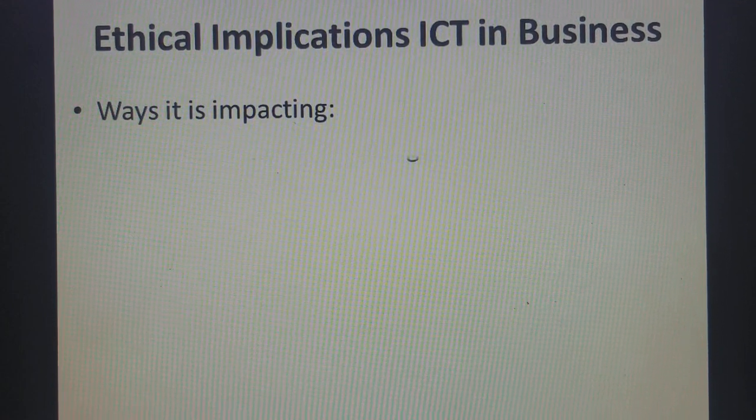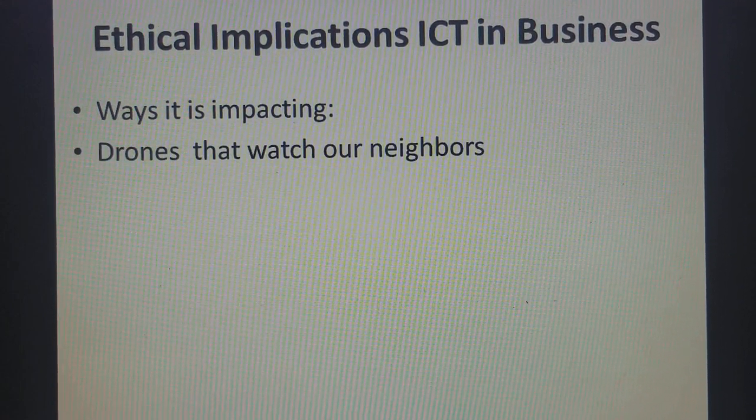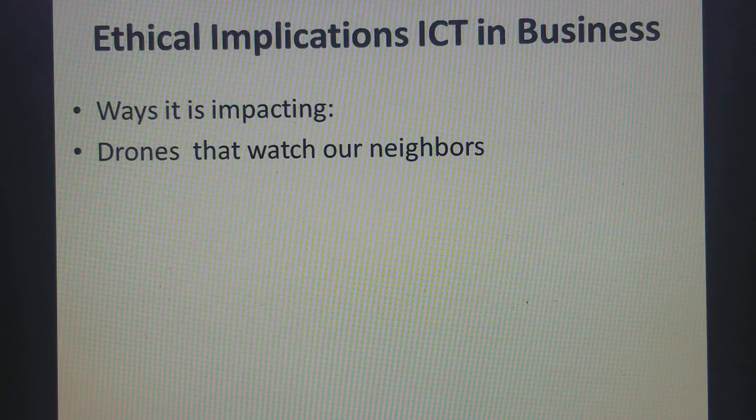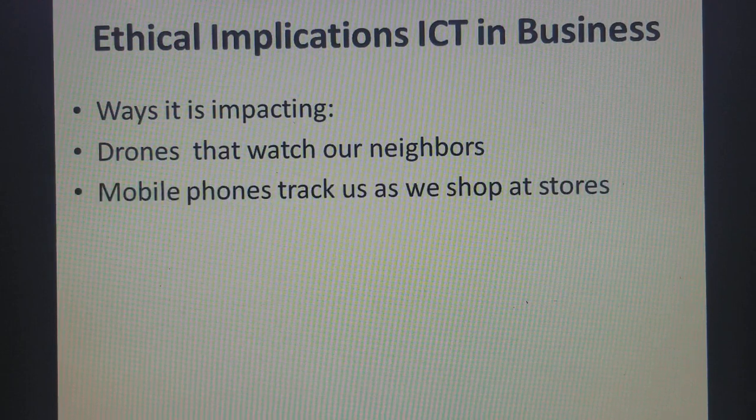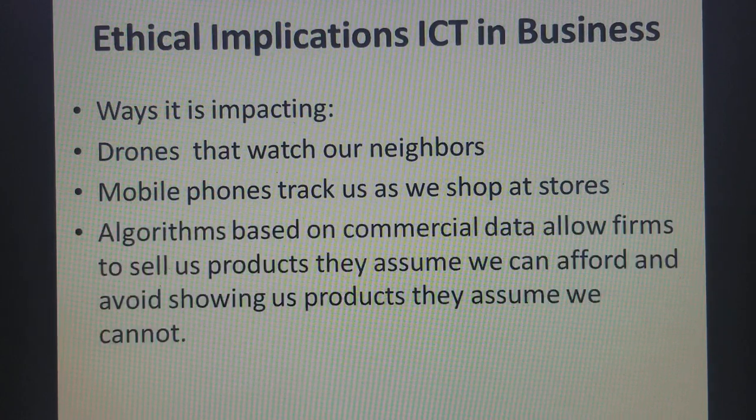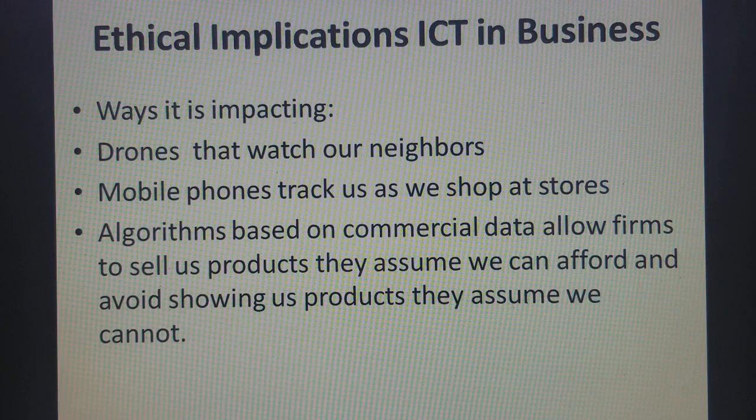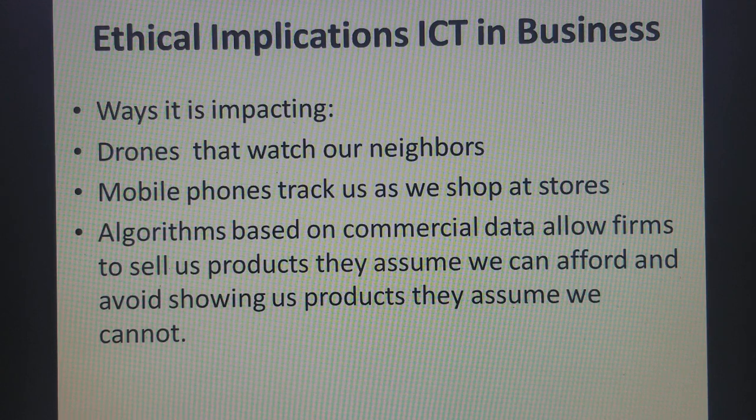So, ways it is impacting. ICT has allowed your drones to be able to watch your neighbors. Mobile phones can track us as we shop at stores. We have algorithms on our smartphones now, based on commercial data, allowing firms to sell us products they assume we can afford and avoid showing us products they assume we cannot.